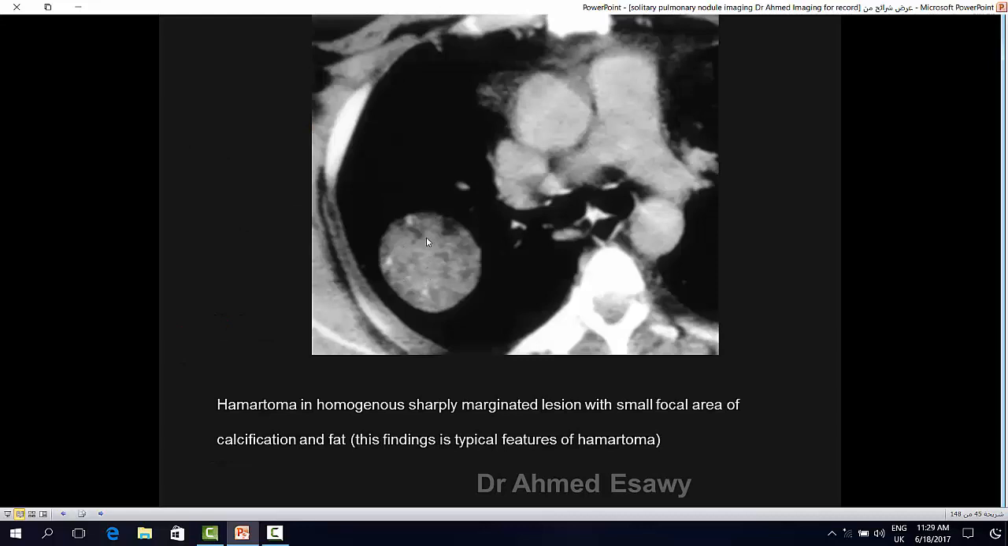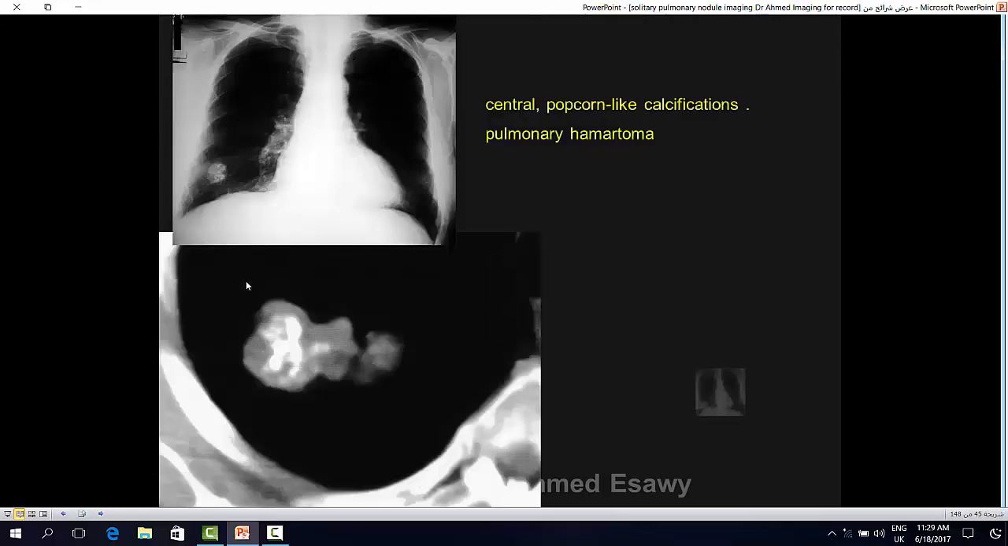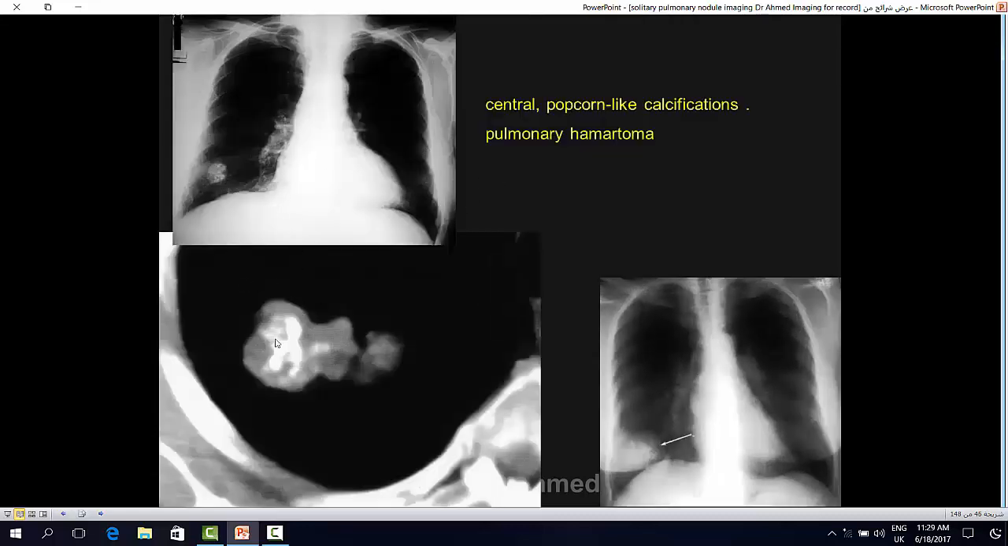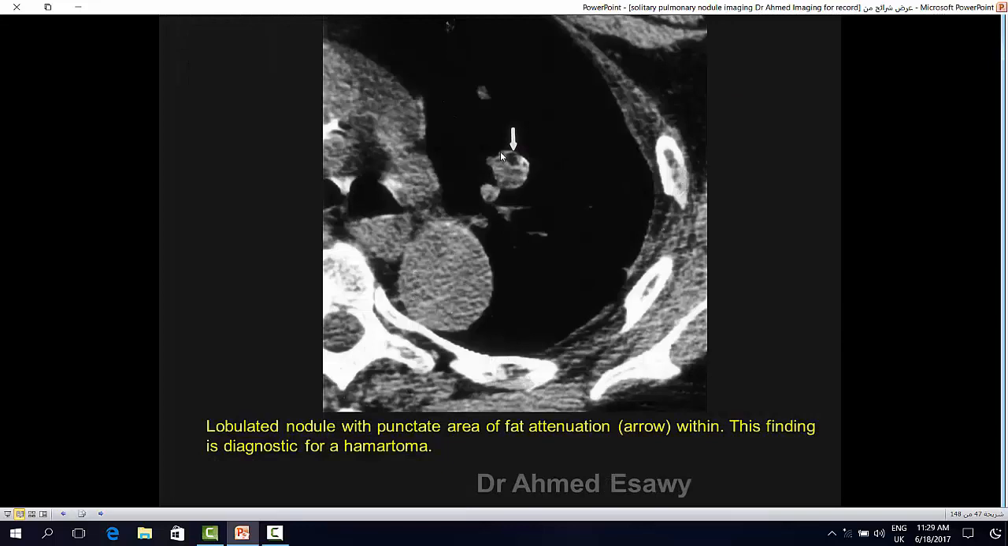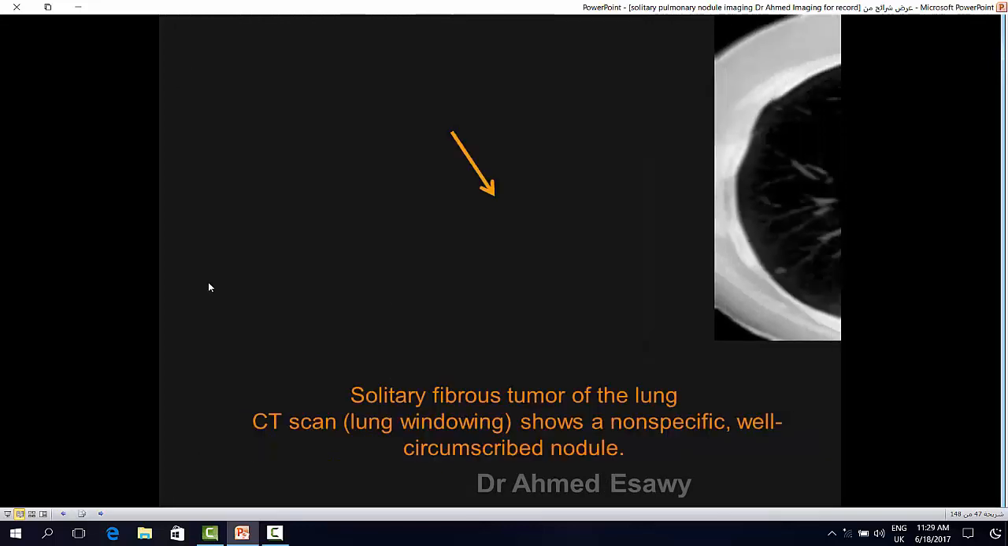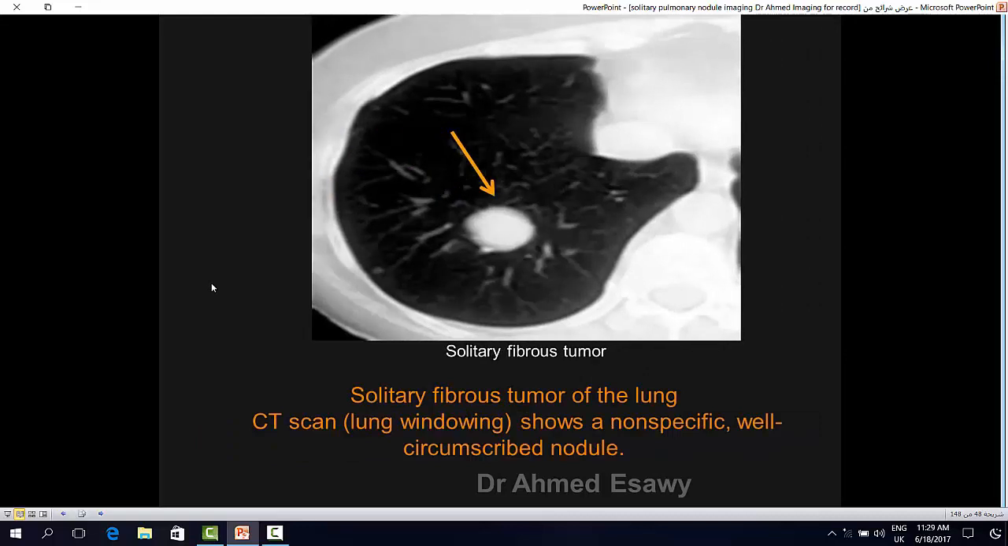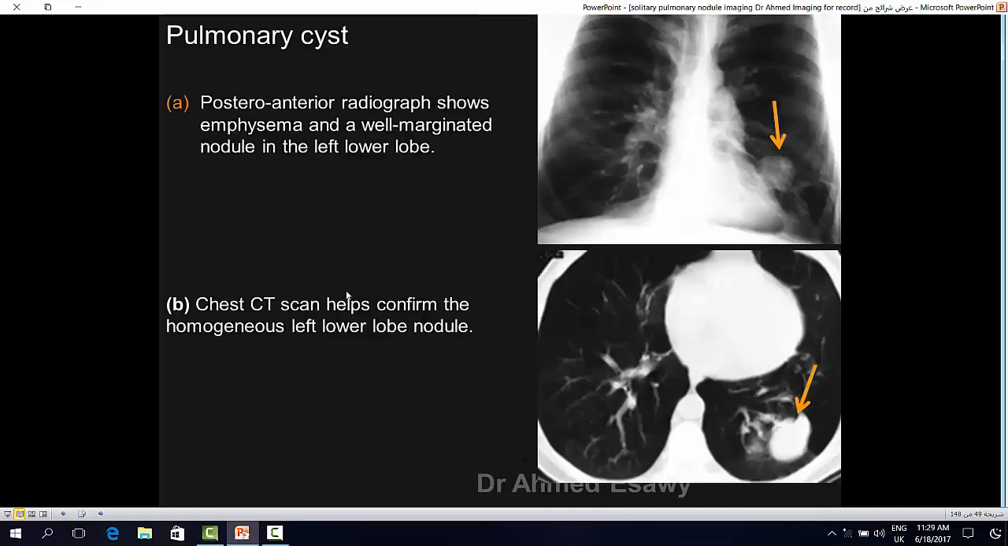Hamartoma: a homogeneous, sharply marginated lesion with a small focal area of calcification, and fat is a typical feature of hamartoma. Central popcorn-like calcifications are a pulmonary hamartoma variety. This is a lobulated nodule with fat content; an area of fat attenuation is diagnostic for hamartoma. Solitary fibrous tumor: a benign solitary pulmonary nodule, a non-specific well-defined nodule.